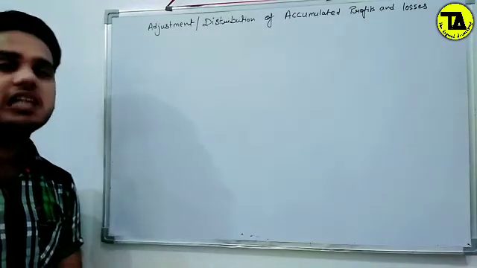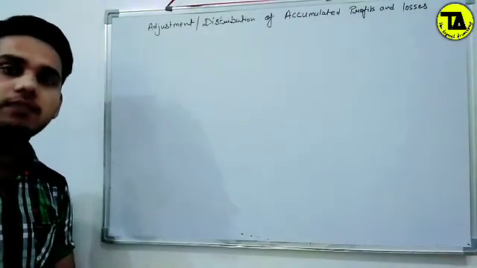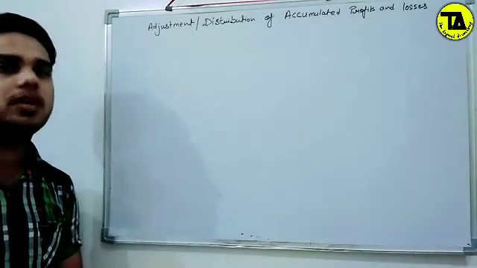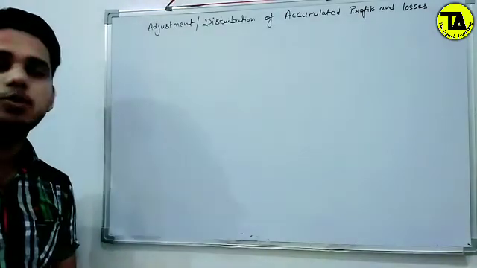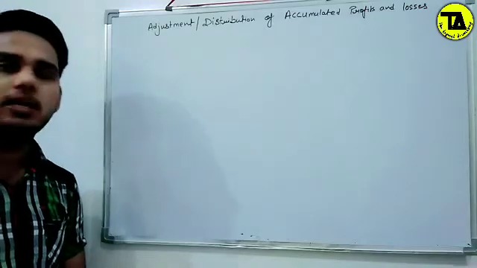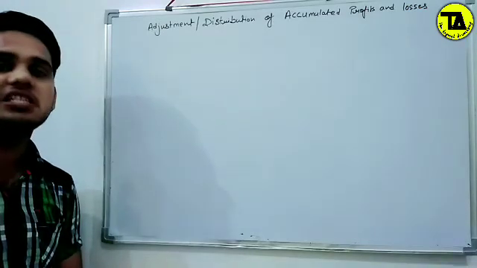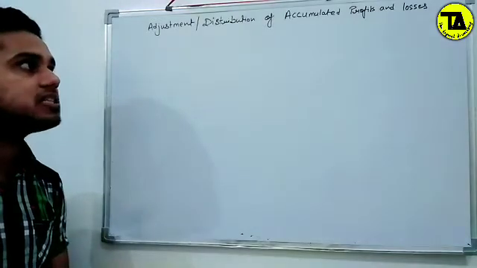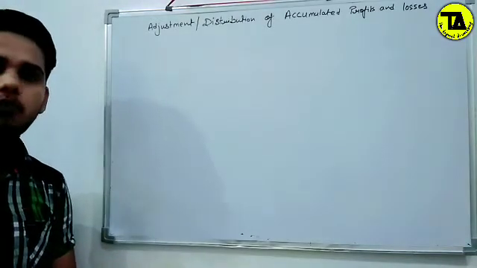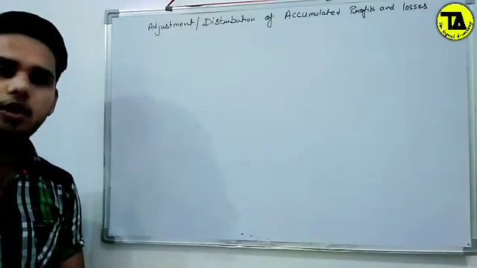Okay, in today's class we will start another topic related to our chapter 3, admission of a partner, and that is adjustment or distribution of accumulated profits and accumulated losses. So let's firstly understand what is the meaning of accumulated profit or accumulated loss.